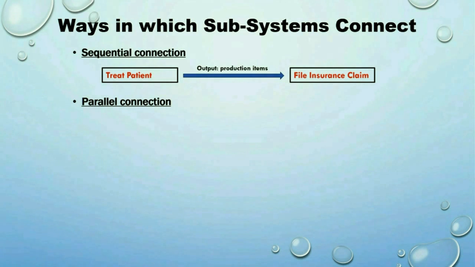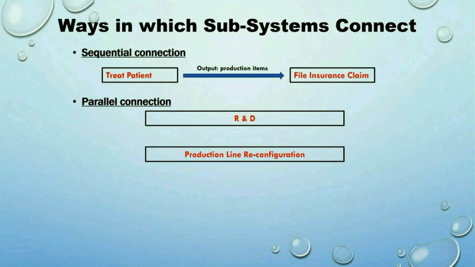Second, two subsystems can be parallel connected. In this case, let's examine two common subsystems in a production environment. For example, in the process of generating a new product, you have two critical processes, R&D and production line reconfiguration. These two subsystems work in a different way. Instead of you finish one and then start the other, these two constantly provide mutual feedback to each other. This is based on the popular principle of engineered to be manufacturable.